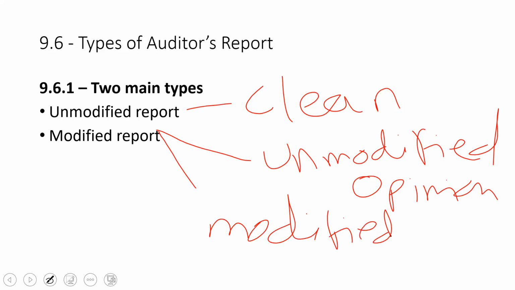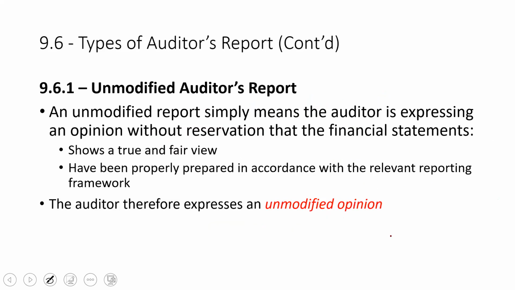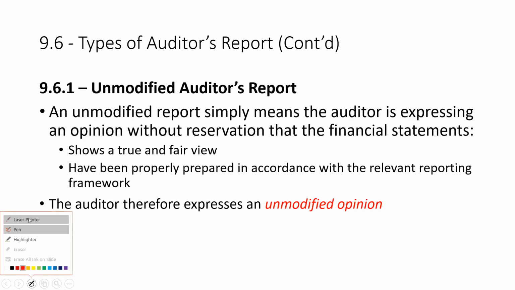Or a modified opinion. But when it comes to an unmodified report, you can only give the unmodified opinion. Please don't get confused. So an unmodified report simply means the auditor is expressing an opinion without reservation that the financial statements show a true and fair view and have been prepared properly in accordance with the relevant reporting framework. So that's the implication of an unmodified report. The auditor therefore expresses an unmodified opinion.